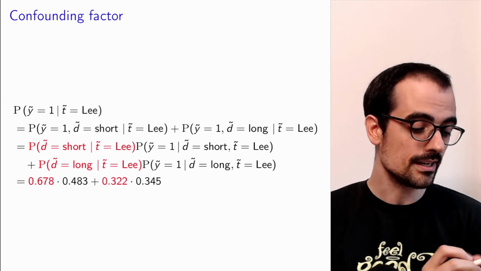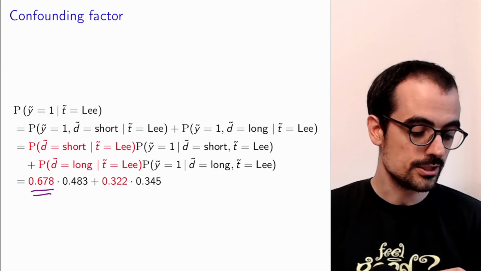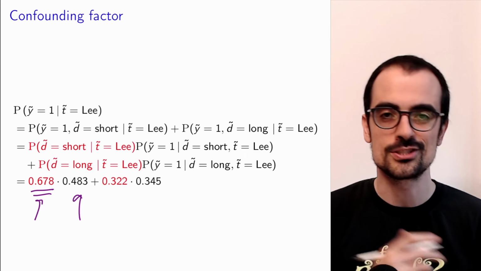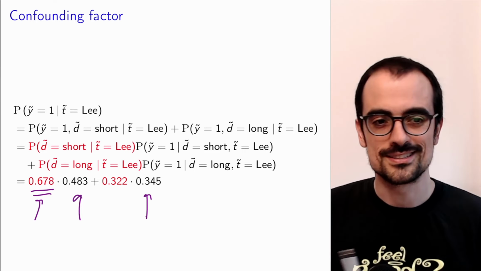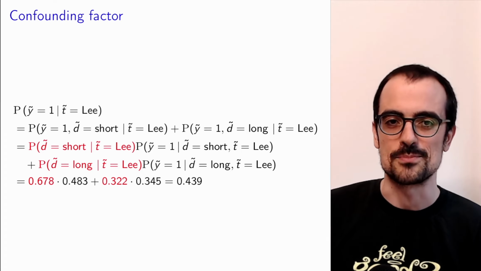So what is happening here? What is happening is that his overall percentage is going to be boosted by the fact that he's taking the easy shots much more often than the difficult shots. And that's how he achieves this overall percentage of 43.9%.